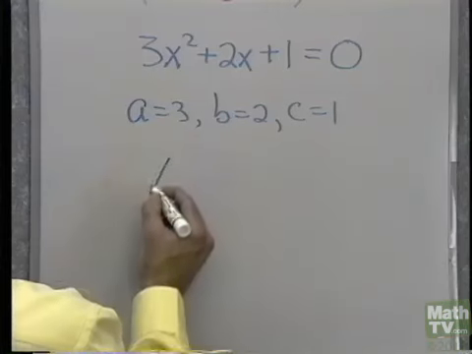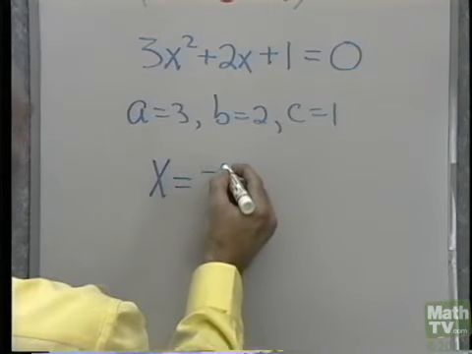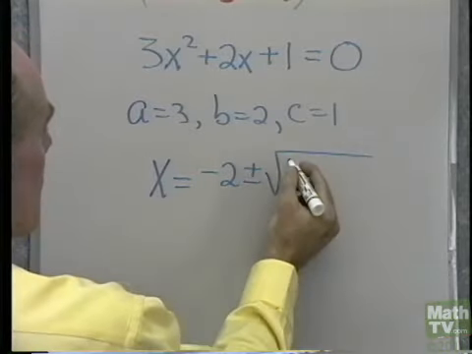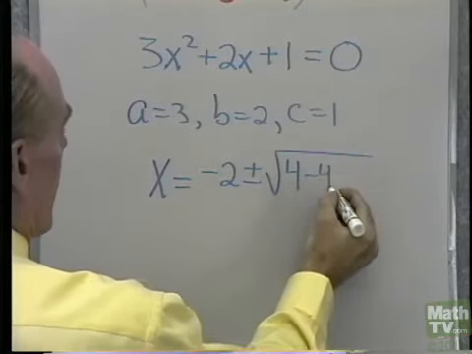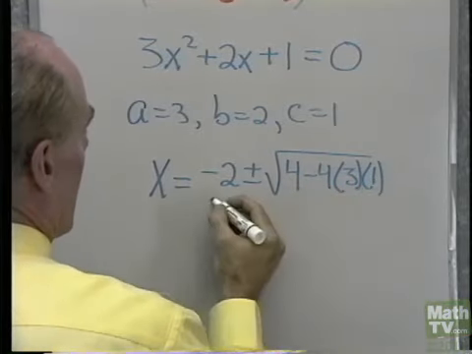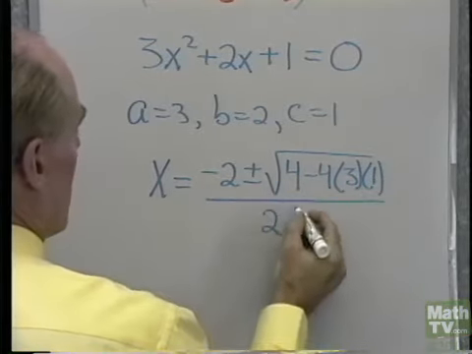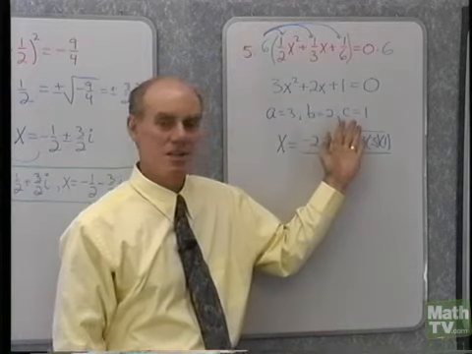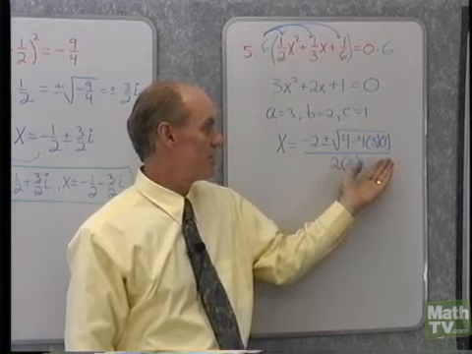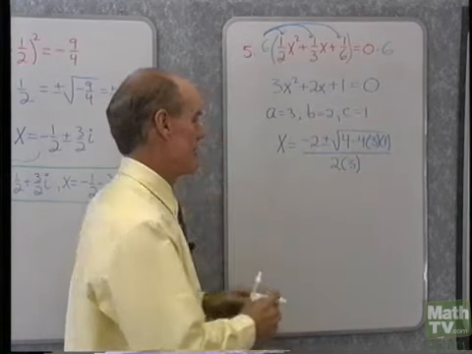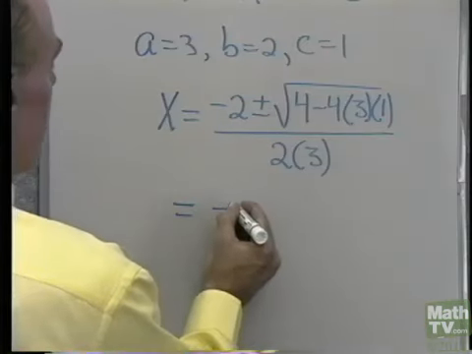Okay, so I'll substitute into the quadratic formula. x is negative b plus or minus the square root of b squared minus 4 times a times c, all divided by 2 times a. So identify a, b, and c, substitute them into the quadratic formula exactly the way the quadratic formula is written. Now the rest is just simplification. So let's see what we get.